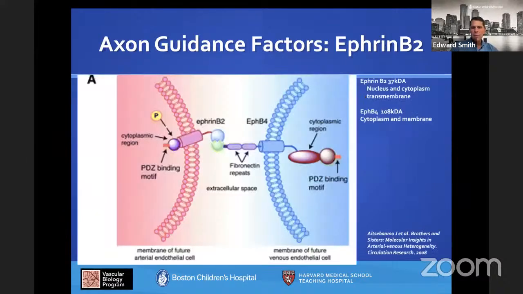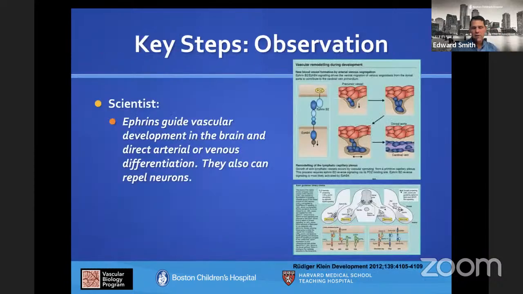And I know I'm getting a little bit in the weeds here, but basically there's ephrin B2, which is the ligand, and then ephrin B4, which is the receptor. So B2 connects to B4, and then B4 goes through the cell membrane and makes stuff happen. And I know this seems a little nerdy and sciencey, but I think I can bring this home to show that part of the reason this is important is what we observe as clinicians.